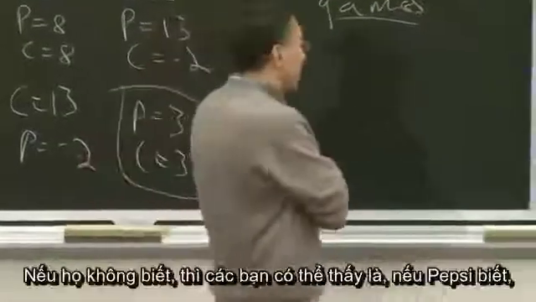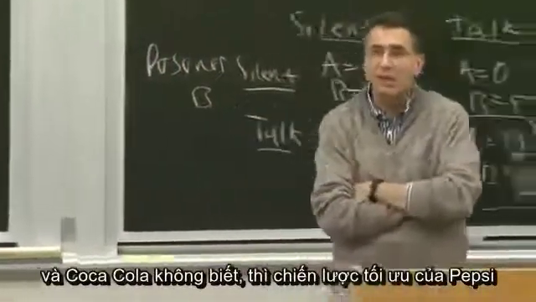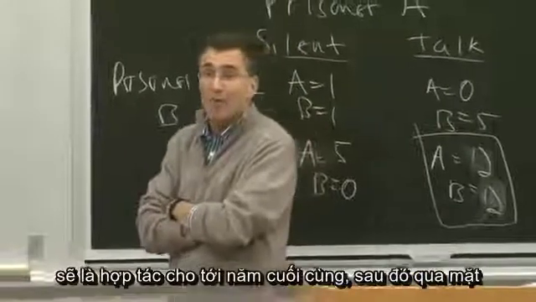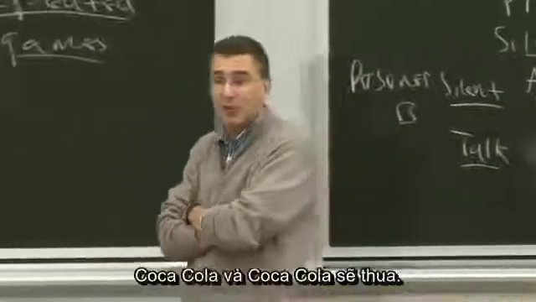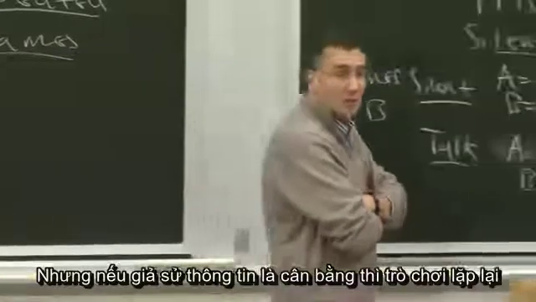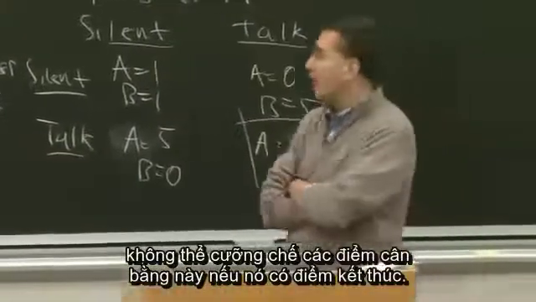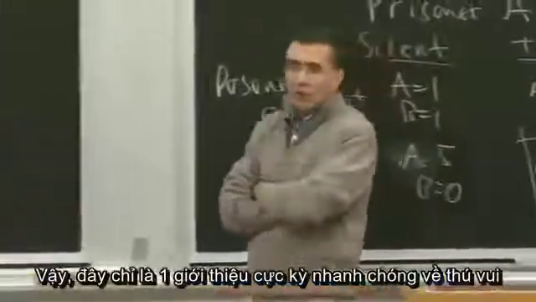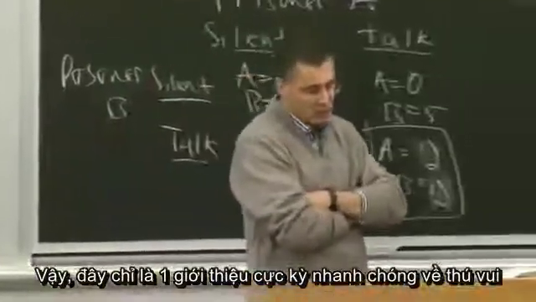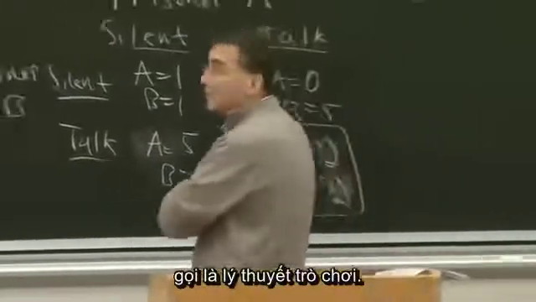Exactly. If they don't, then you could imagine that if Pepsi knows this and Coke doesn't, then Pepsi's optimal strategy will be to cooperate till the next to last period and then go ahead and screw Coke, and then Coke will lose. But presuming symmetric information, repeated games cannot enforce these equilibria if they end. Okay? So this is just an incredibly quick introduction to the fun that is game theory.